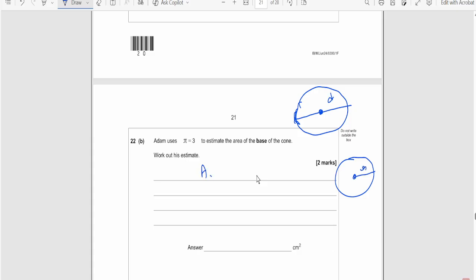The area of a circle is pi r square. This is the formula, right? So in place of pi, Adam is using 3. I can put 3 in place of pi. The exact value of pi is 3.14, but this is just an estimate. So we can just put 3 because that's given in the question.